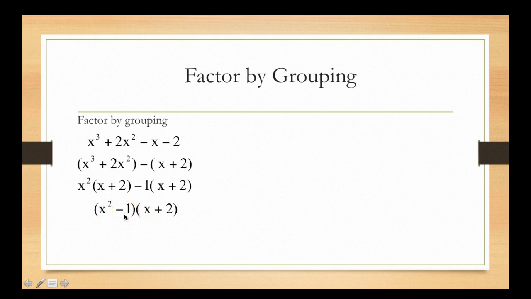Now, also, the way I like to teach this is your factors will always be the stuff inside the parentheses, which should be the same. That's one factor. The other factor will be what's left over, x squared minus 1. So one factor will be what's inside your parentheses. The other factor will be what's left over, x squared minus 1.